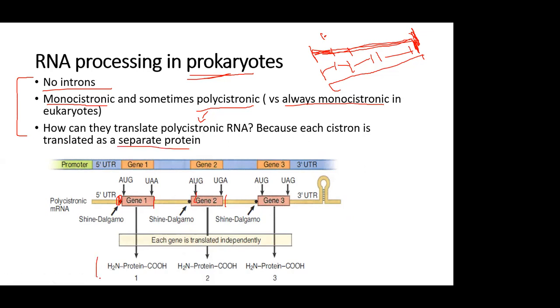This one is the protein according to gene 1. This one is a different protein. This is a different protein. While in humans or eukaryotes, just one gene is going to be translated into one protein. Just remember that. How can they do that? Because each cistron, or gene, is translated separately. Humans only have one gene at a time, monocistronic. Prokaryotes can have mono or poly.